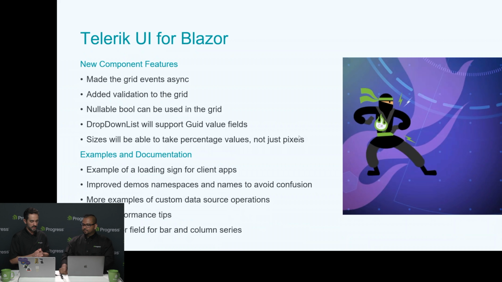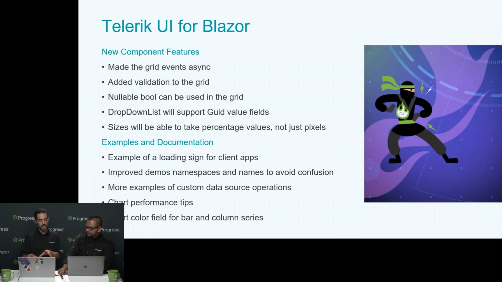So last little bit about Telerik UI for Blazor. We took a ton of feedback, and these are just some of the feedback items that made it into the 1.1 release, which is what I'm showing you now. We made all of the events for the grid asynchronous. We added validation to the in-grid editors. We have GUID support for dropdowns. And I showed you the percentage values on the data grid.